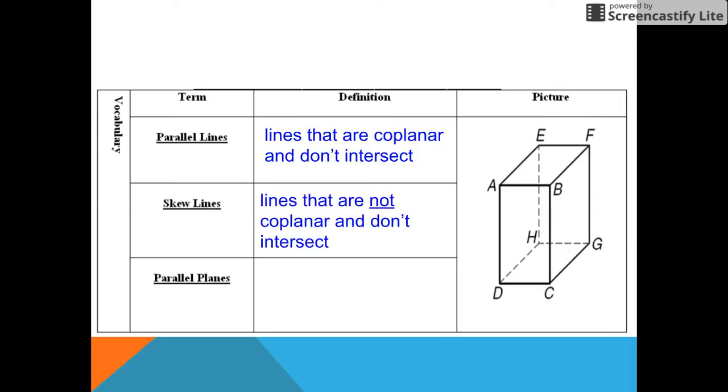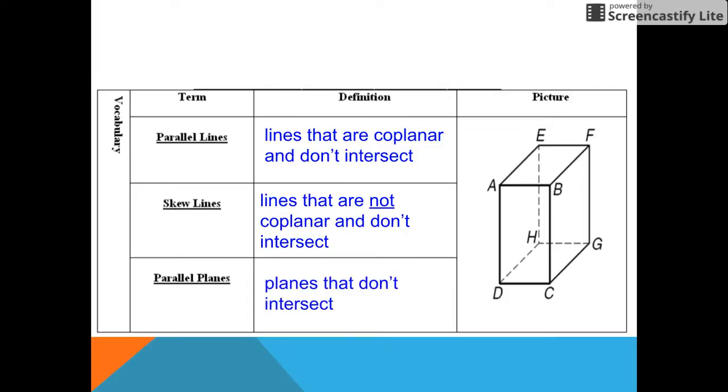Another term is skew lines. These are lines that are not coplanar, so they're not in the same plane, and they do not intersect. Some examples are AB and segment FG. If you want to write those down as well, that'd be a good idea. Segment AE and segment HG, notice they're in different planes and they will not intersect.